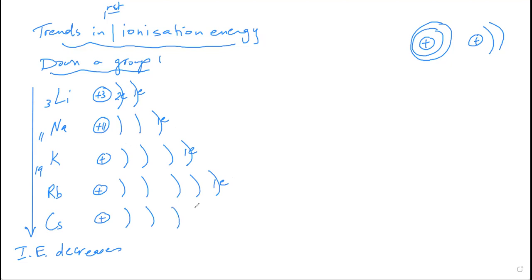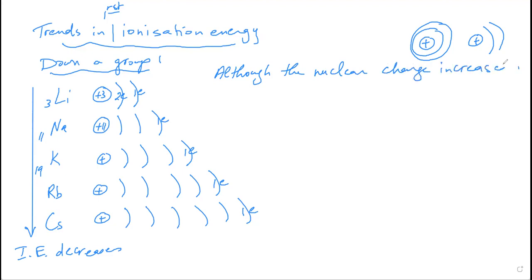But if we look at all these elements in this group, we'll find that as we go down the group, the nuclear charge increases. Although the nuclear charge increases down the group, it was expected that the attraction force between the electrons and the greater nuclear charge will increase. And this is correct. The attraction force should increase. But there are 2 other factors that compete with this factor.